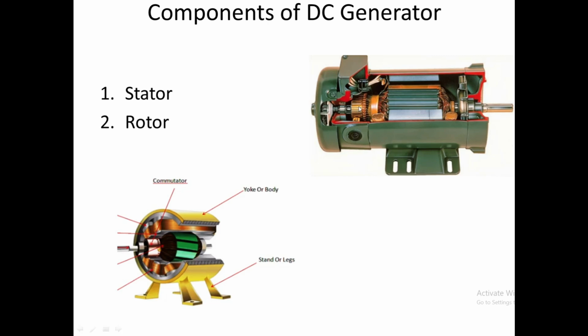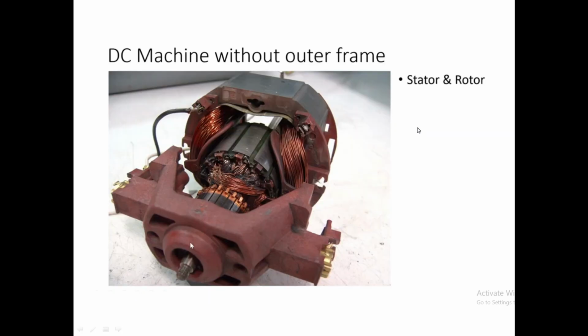So the actual view of a machine generally looks like this. Then a DC machine without the outer frame looks like this. This is the real machine, where this is your rotor, which has the coils, and this is the stator. This is a yoke and this is a pole, where coils are wound over the pole core to make it an electromagnet. Now the magnets are on the stator side, electromagnets. And the rotor has the armature conductors.